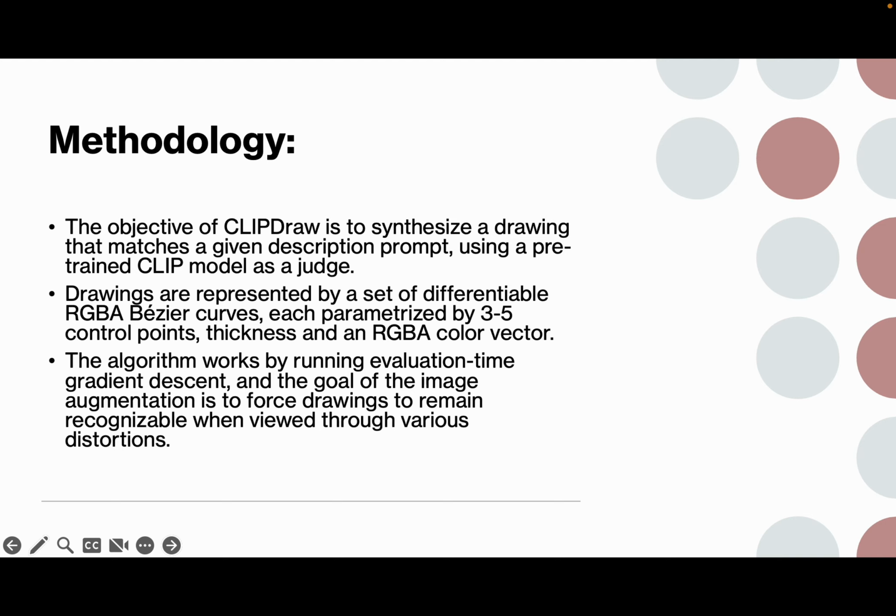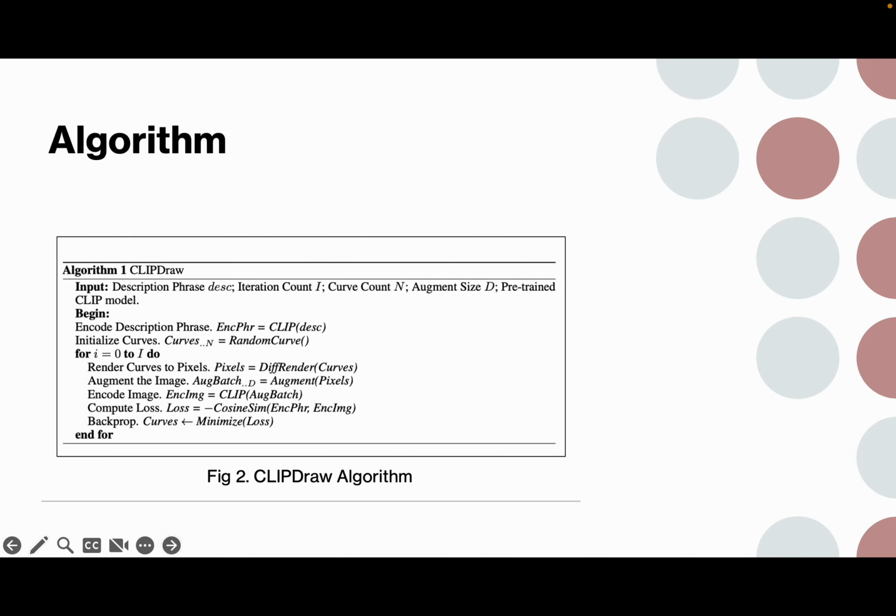Now, how does the CLIPDraw algorithm work? We'll now discuss that. The first step is the input. We'll be taking a textual description phrase, the number of iterations, the number of curves, the augment size, as well as the pre-trained CLIP model as input. Then we move on to the encode description phase, where the input description phrase is encoded using a pre-trained CLIP model to obtain an encoded phrase.